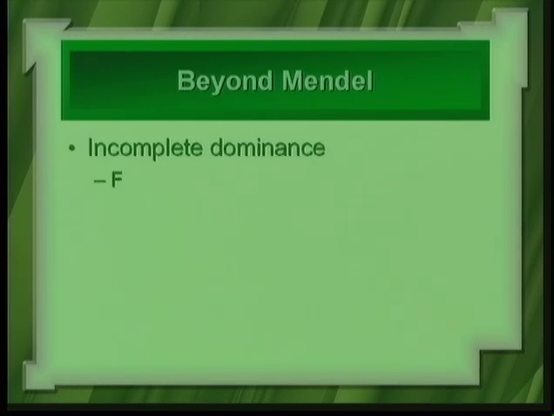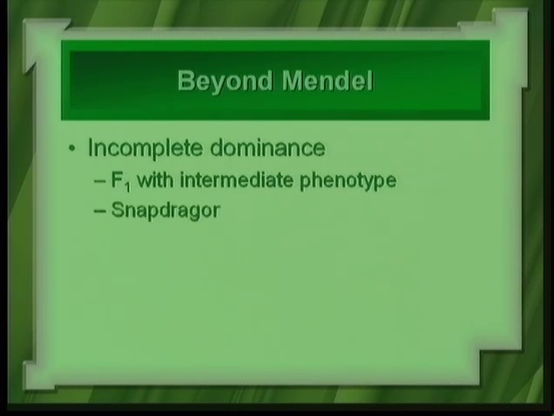So the F1 has an intermediate phenotype, and you also have the fact that the phenotypic ratio and the genotypic ratio are the same. This happens in plants known as snapdragons. In Hawaii, we don't really see snapdragons just because they're more of a temperate area plant. But if you go to a good florist in the springtime, they can get you snapdragons if you like snapdragons.